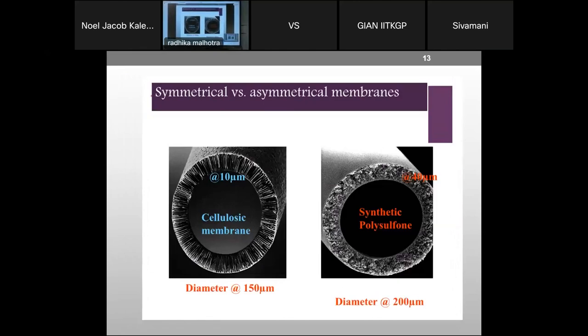Okay, so these are images of two hollow fiber membranes. One is a symmetric cellulose membrane and one is an asymmetric polysulfone membrane. The diameters are given. These are commercially available membranes. The photographs I've just borrowed from the internet.